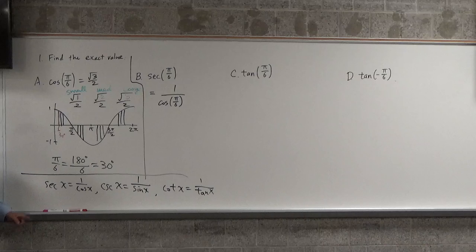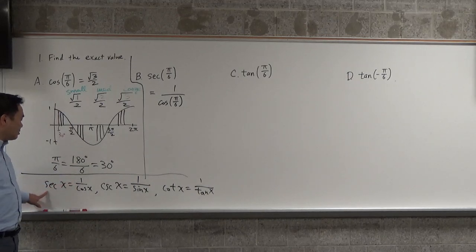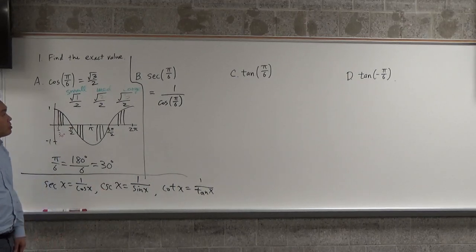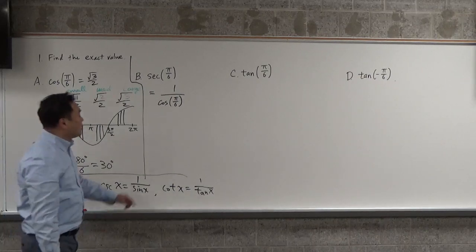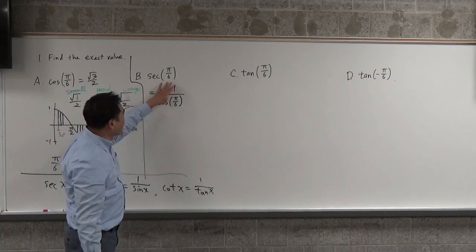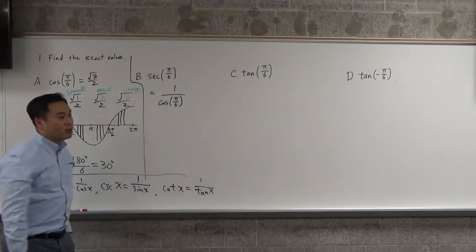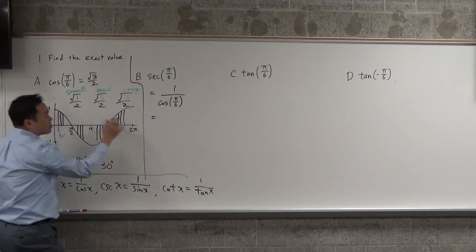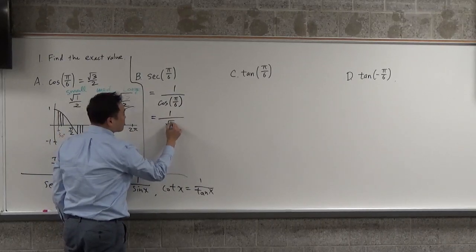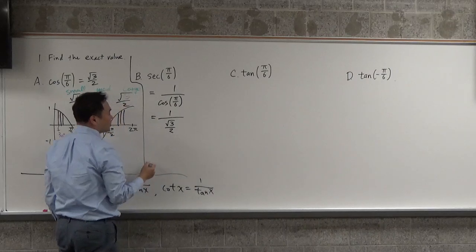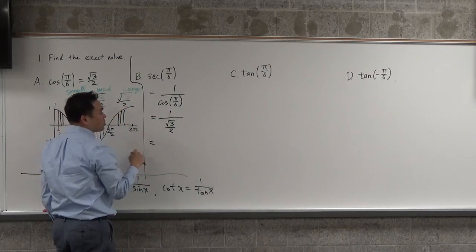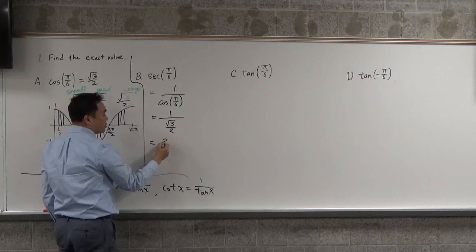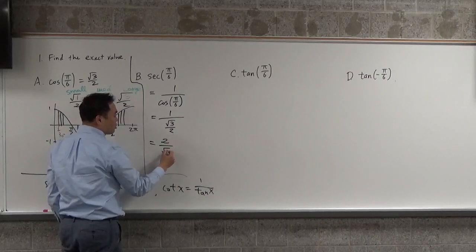Okay. These are called reciprocal functions. If you take the reciprocal of the sine, cosine, tangent, you get the secant, cosecant, and cotangent. Okay, so that's why I'm writing down secant of pi over 6 is 1 over cosine pi over 6. We already know the value of cosine pi over 6. We have it here. It's 1 over square root of 3 over 2. Which means it's the reciprocal of radical 3 over 2. So that's the same as 2 over radical 3.